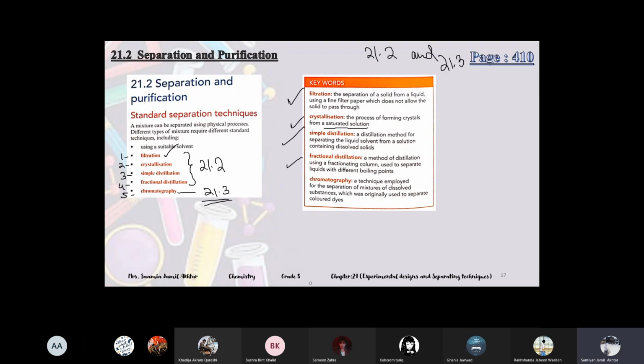Simple distillation and fractional distillation. See, in fractional distillation it's written that they are separated according to their boiling points, and the apparatus, the setup which is used, is known as the fractionating column. And chromatography is different. Chromatography is a technique employed for the separation of mixtures of dissolved substances, which was originally used to separate colored dyes. So chromatography is different from the other techniques in that it is used mostly for colored liquids.